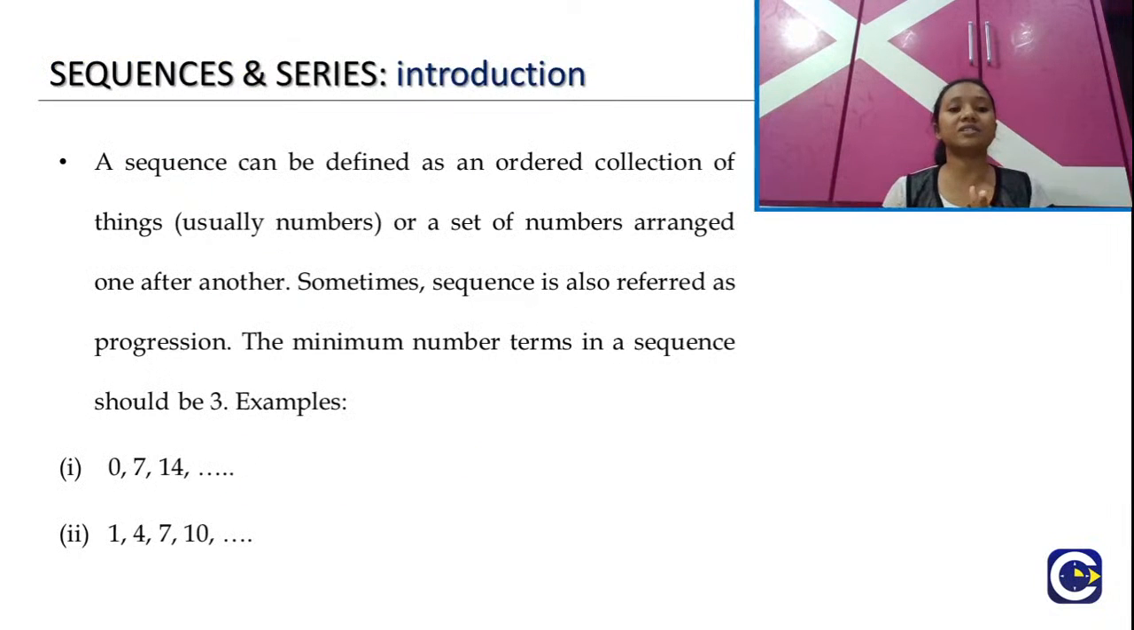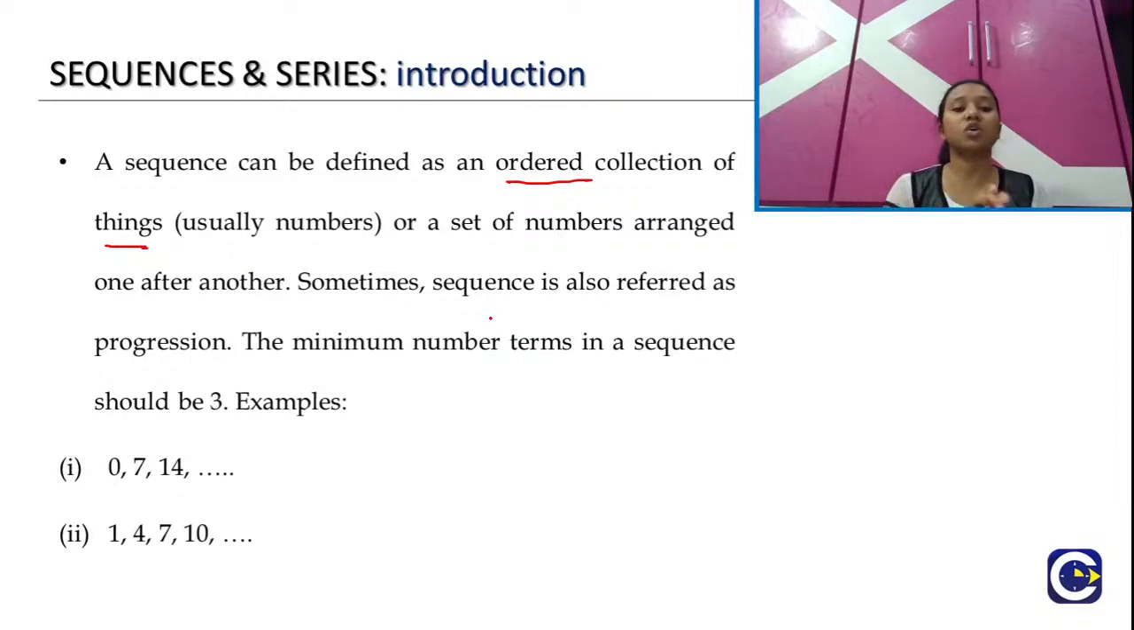A sequence can be defined as, basically, a simple ordered collection of things. In simple, easy words, a sequence is nothing but an ordered collection of things. Here, things means numbers, so usually there will be numbers. We can say an ordered collection of numbers, or in other words, a set of numbers arranged one after another.